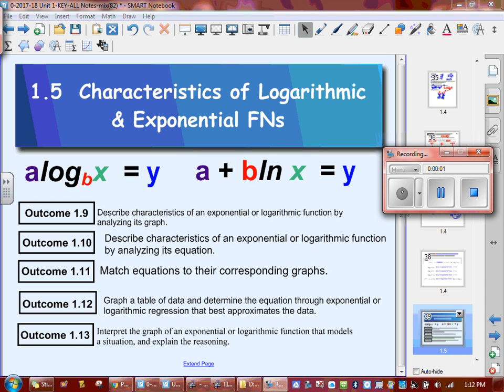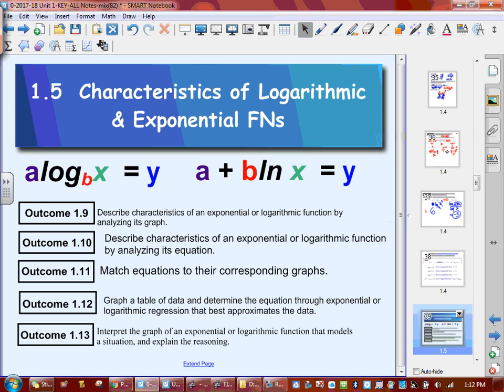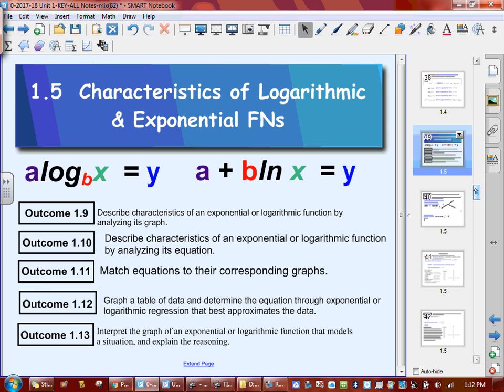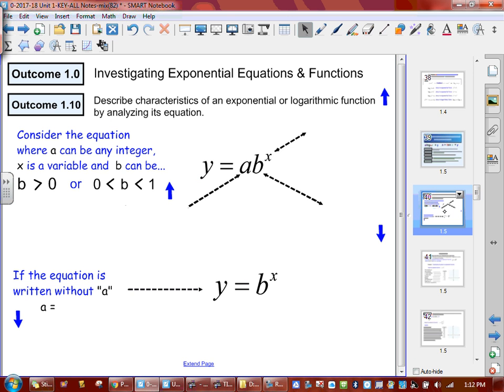Okay, this is lesson 1.5, characteristics of logarithmic and exponential equations. So let's take a look at our exponential equation as it sits. We've been solving same-base equations and non-same-base equations, but we didn't really know what an exponential equation looked like until we see the actual base. So this is our base of our exponential equation.